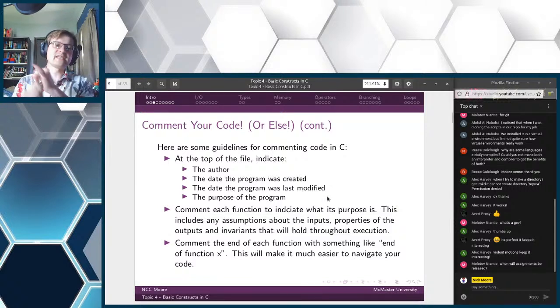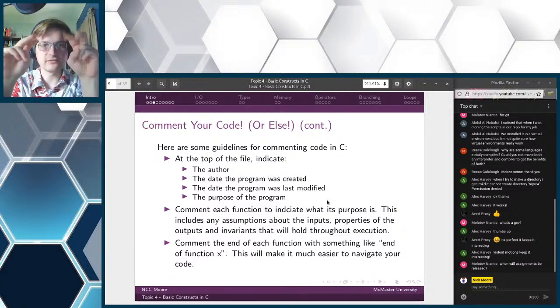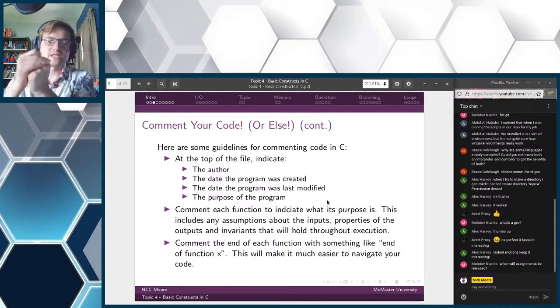So, comment each function to indicate what its purpose is. This includes any assumptions about the inputs, properties of the outputs, and invariants that will hold throughout execution. Comment the end of each function with something like "end of function x." This will make it much easier to navigate your code.